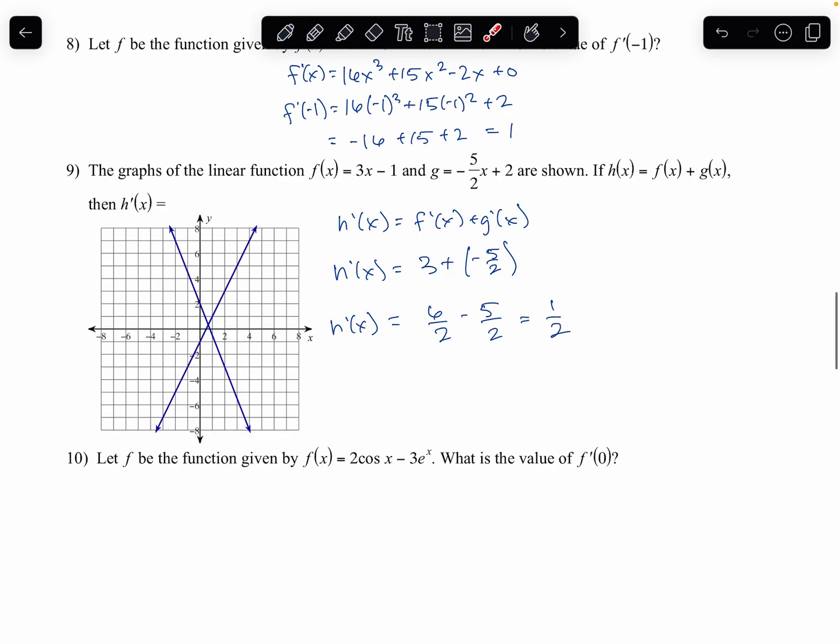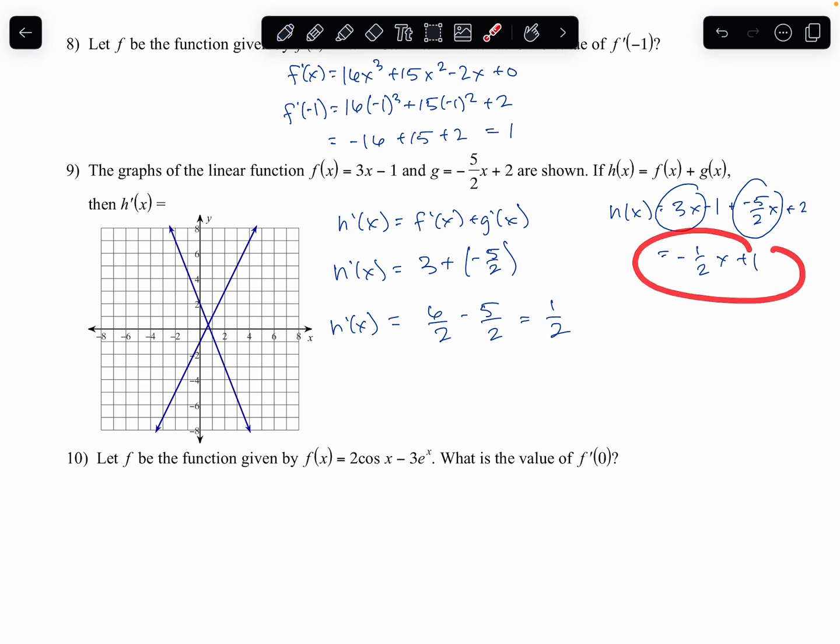Also, you can see right here, this is a linear function, this is a linear function, so f plus g is going to be a linear function. So h of x is just going to be 3x minus 1 plus negative 5 halves x plus 2. These are the only terms that matter. Whenever you add 3x and negative 5 halves x, that's going to be just negative 1/2 x, and then plus 1. So here's the function h of x. And then h prime of x has to be negative 1/2. Hold up. 1/2.